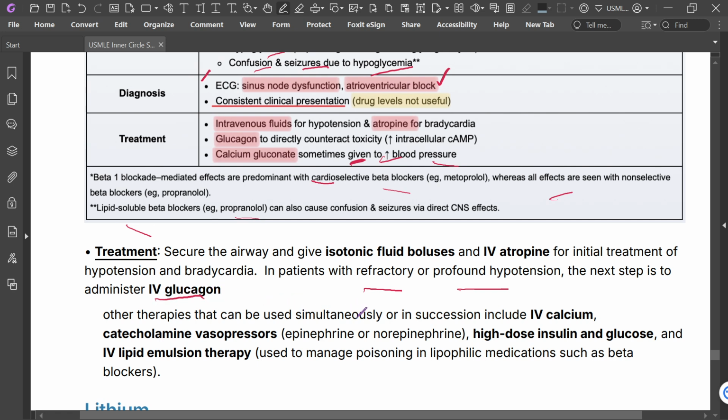Other therapies can be used simultaneously or in succession: IV calcium gluconate, catecholamine vasopressors such as epinephrine or norepinephrine, high dose insulin with glucose, and IV lipid emulsion therapy, used to manage poisoning with lipophilic medications such as beta blockers.